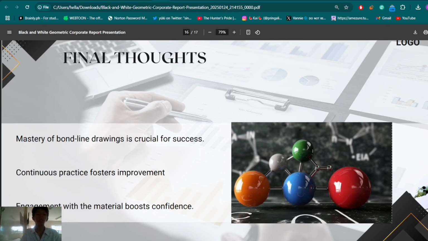Final thoughts about bond-line drawings. Mastery of bond-line drawings is crucial for success. Continuous practice fosters improvement. Engagement with the material boosts confidence.